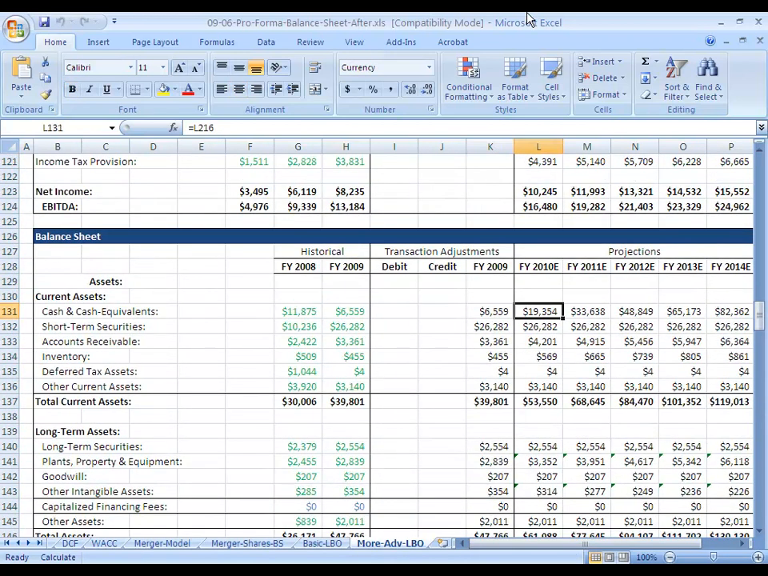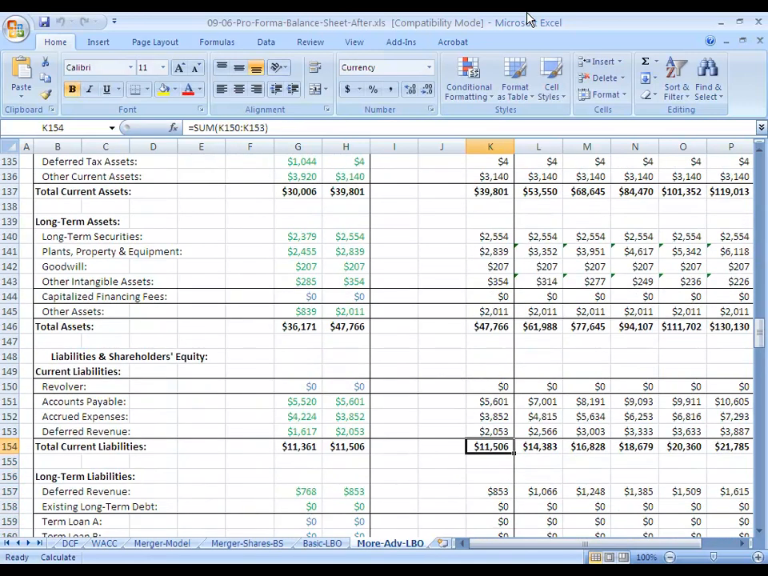Now the way this works, as you can tell by looking at some of the formulas here, if we go in and just press F2, we can see that on the asset side of the balance sheet, we add the debit and then subtract the credit to get to the pro forma version. By contrast, on the liability side of the balance sheet, we are subtracting the debit and then adding the credit to get to the pro forma version.